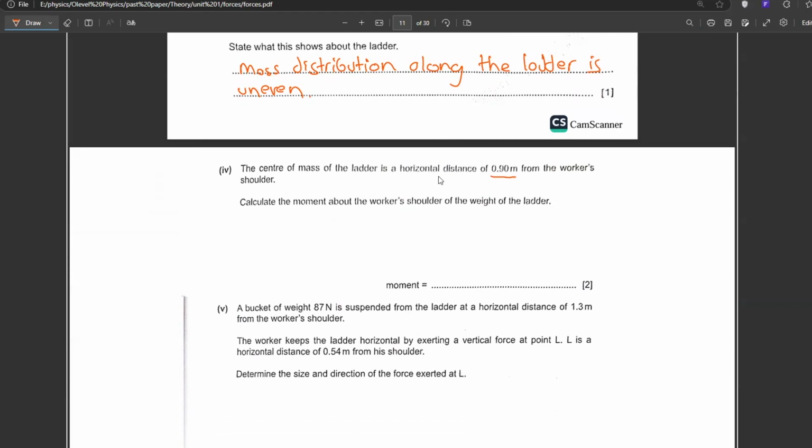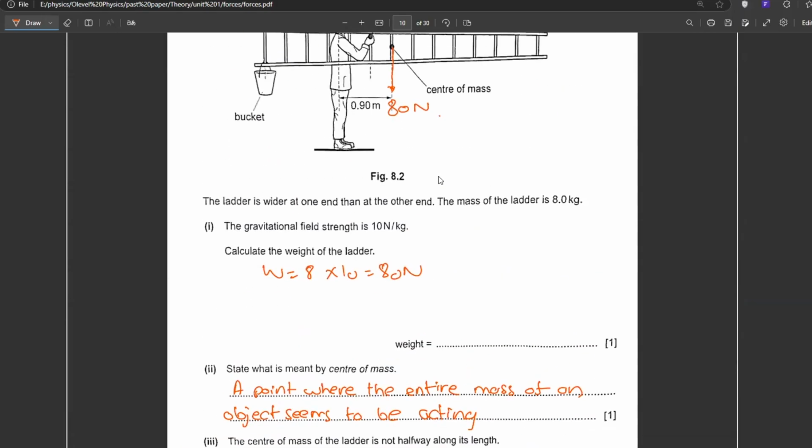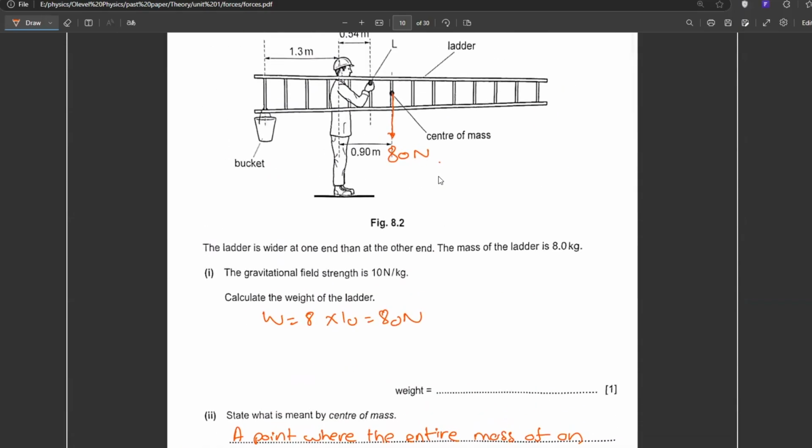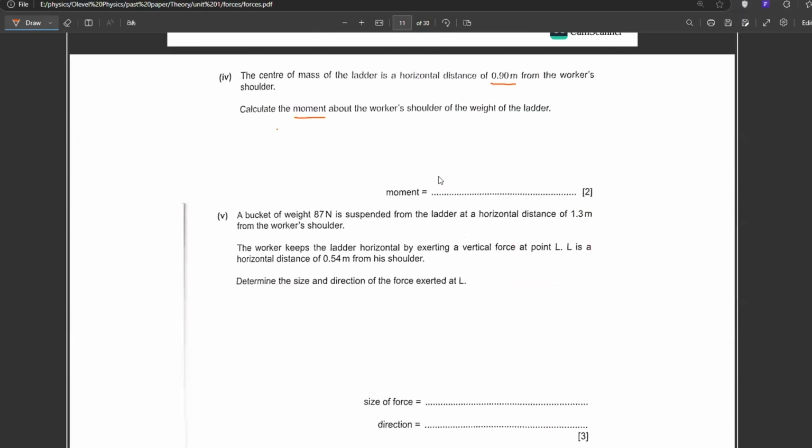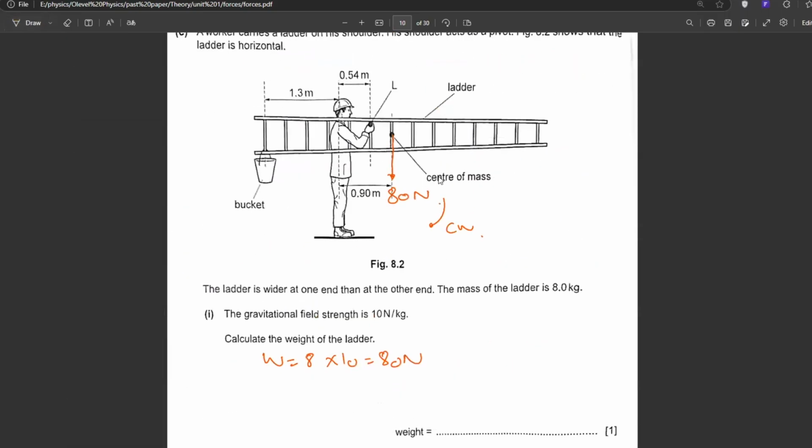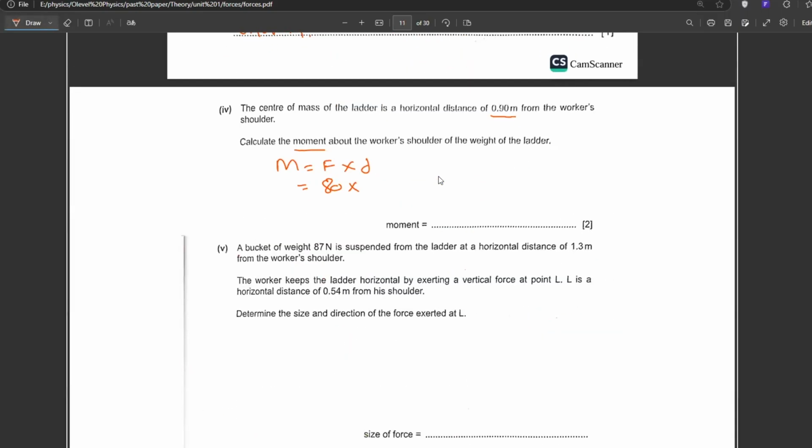The center of mass of the ladder is a horizontal distance of 0.9 meters from the worker's shoulder. Calculate the moment about the worker's shoulders of the weight of the ladder. So we have to calculate the moment of this weight. This is the force, this is the distance. This will generate a clockwise moment. Moment is equal to force into distance. Your force is your weight of 80 Newton, and your distance is 0.9. 80 into 0.9 becomes 72 Newton meter.